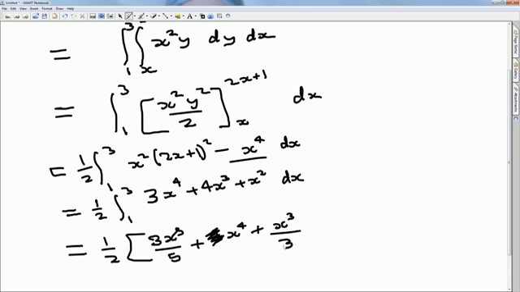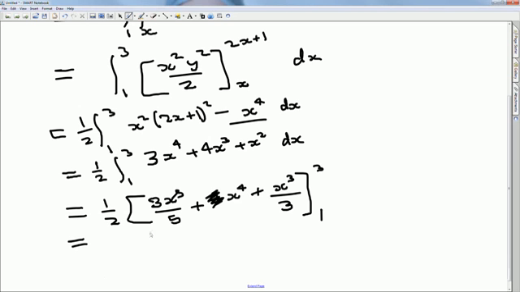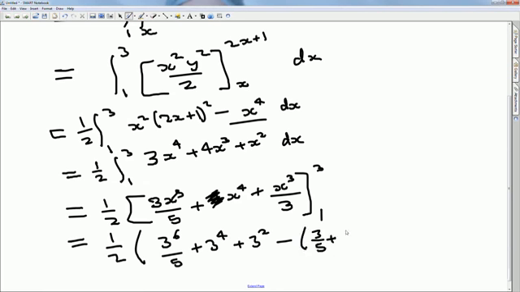And again, it's worthwhile you trying to work this out yourself rather than just look at me do it. But again, limits from 1 to 3. And we sub the numbers in. So we half, plug the numbers in, so you get 3 to the 5, so 3 to the 6 on 5, plus 3 to the 4, plus 3 cubed, which is 27 on 3, which is just going to be 3 squared, and then minus everything with 1s in it. So 3/5, I can sub in 1 easier, plus 1, plus 1/3. And I would use a calculator at this point in time to help simplify it down.